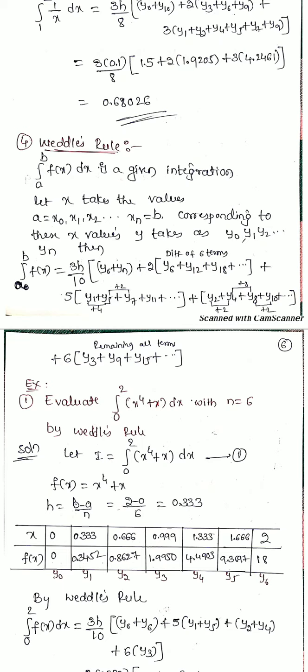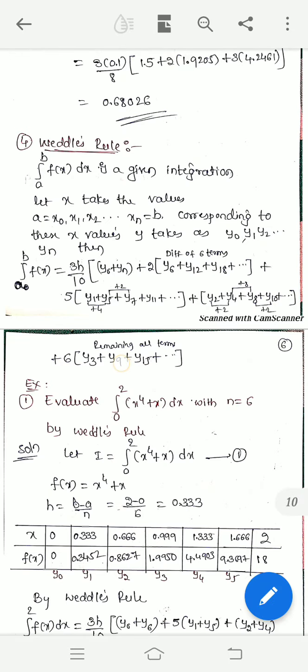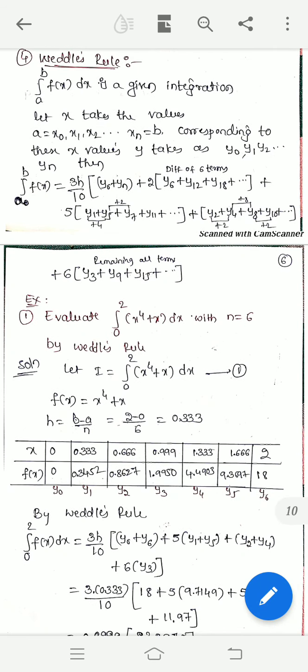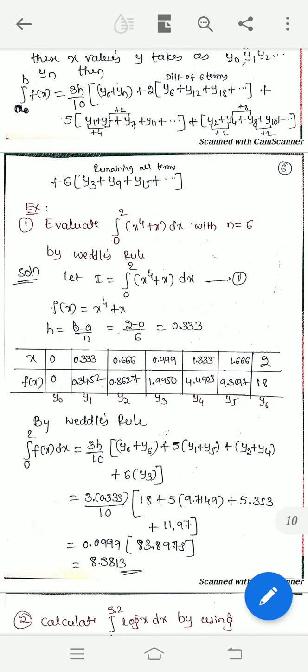So the terms which are not there in the above three terms, we are writing here, that is plus 6 into y3 plus y9 plus y15, and so on. This formula is called Weddle's rule. Let me see a few examples regarding this method.